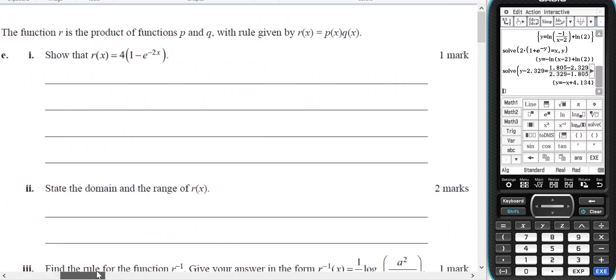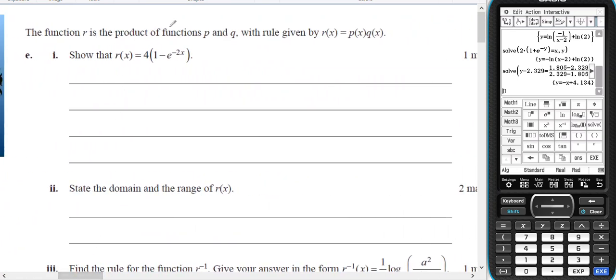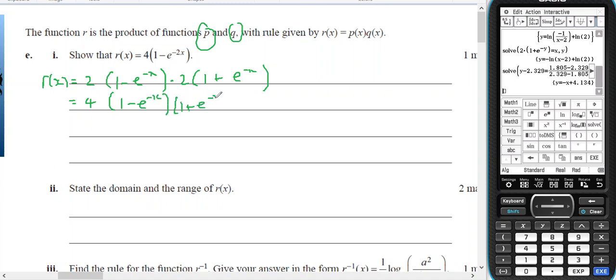Okay, part E. Function R is a product of P and Q. Show that this is the rule. Okay, so R of x is going to equal 2(1 - e^(-x)) times 2(1 + e^(-x)). It's going to be 4(1 - e^(-x)) times (1 + e^(-x)), using dots.